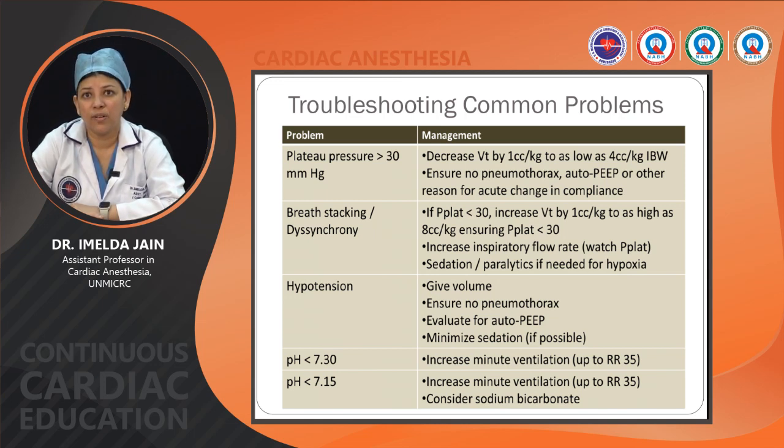We can also increase the inspiratory flow rate. The sedatives and paralyzing agents can be used if the patient has hypoxia. If the patient has hypotension, then we should initially give volume to the patient. We should ensure that the patient has not developed any pneumothorax. We should also evaluate for auto PEEP, and we should minimize sedation in such patients. If the pH of the patient is less than 7.3, then we should increase the minute ventilation, and if the pH is less than 7.15, then we should consider the use of soda bicarb therapy.